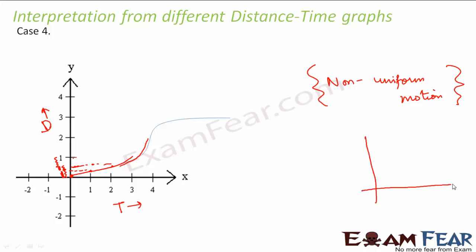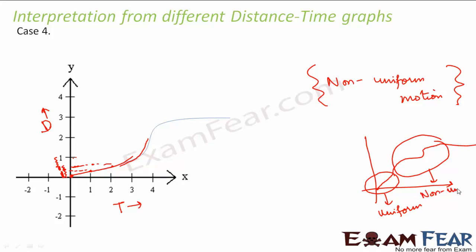Now let us suppose if instead of this, you would have something like this, where you would have a straight line here, and then some curve here, and then a straight line here. This shows that this portion depicts uniform motion, right? This portion will depict non-uniform motion, and this portion will depict no motion, right? Because the distance remains the same with time, so there is no motion at all. So this is how we can interpret the motion of an object by looking at the distance time graphs or the position time graphs.